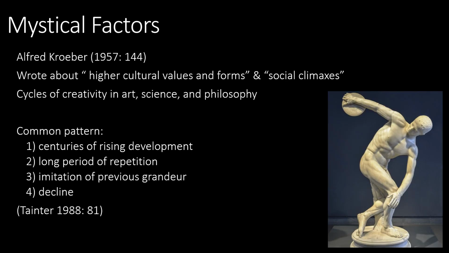I'm not sure if Alfred Kroeber, the famous anthropologist, and his theories on civilization and its decline would fall under mystical factors, but he did write about, quote, higher cultural values and forms and social climaxes, referring to the golden age of, or the cycles that seem to appear in ancient history and how that might reflect upon our current civilization: the cycles of creativity in art and science and philosophy. These material manifestations of high culture and golden eras can be seen through what's left of the material culture of these ancient civilizations, of what they wrote about, and the state of their knowledge.